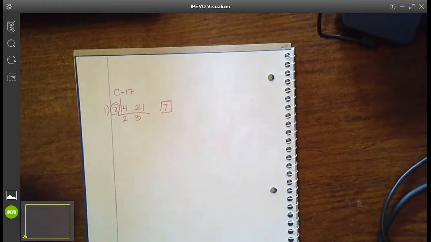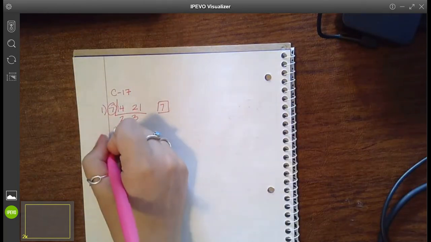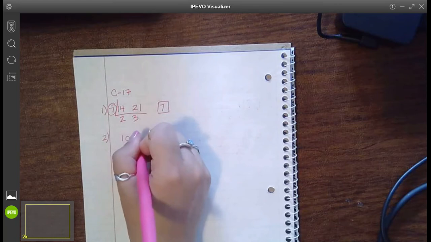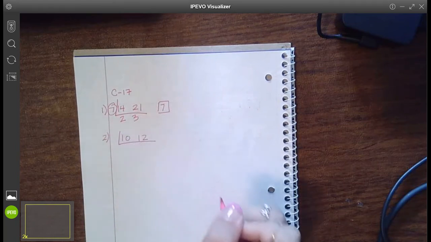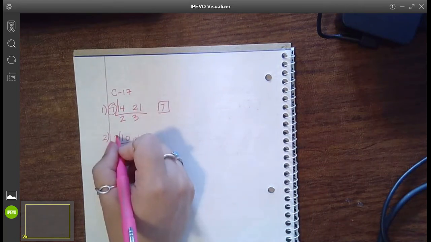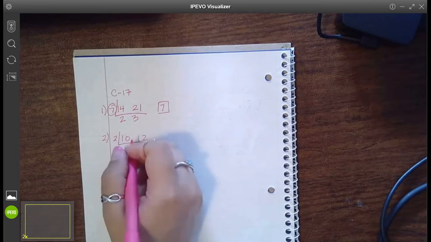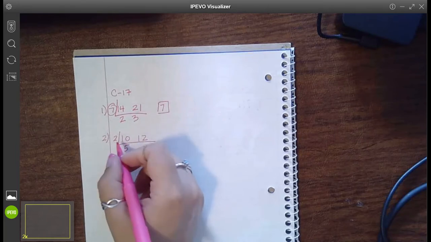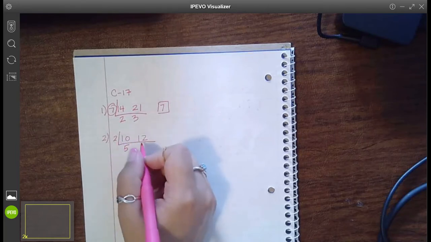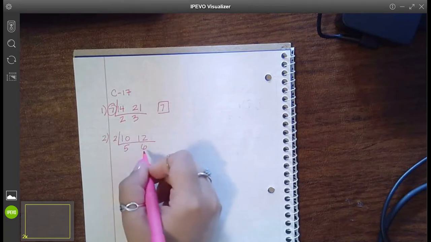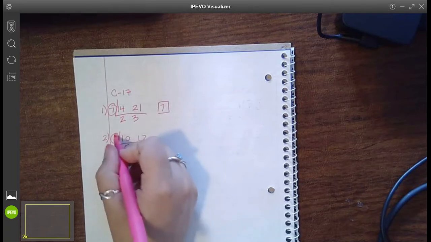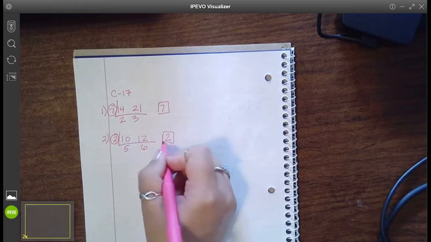Okay. Now, for the next one, it wants you to find the GCF of 10 and 12. So number 2 is 10 and 12. Well, what can go into both 10 and 12? 2 can. 2 goes into 10 how many times? 5 times. 2 goes into 12 6 times. Can anything go into 5 and 6? No. So 2 is my GCF.